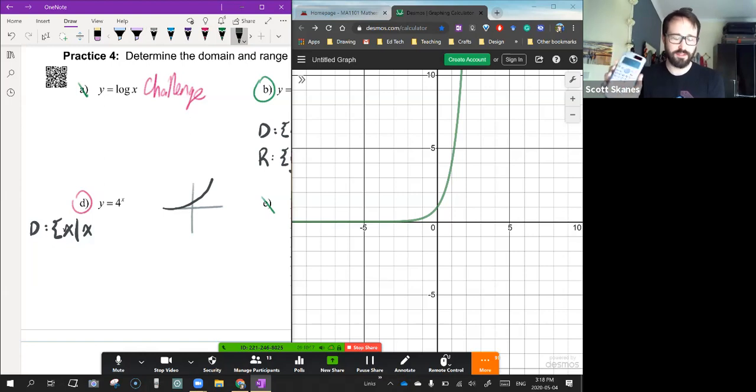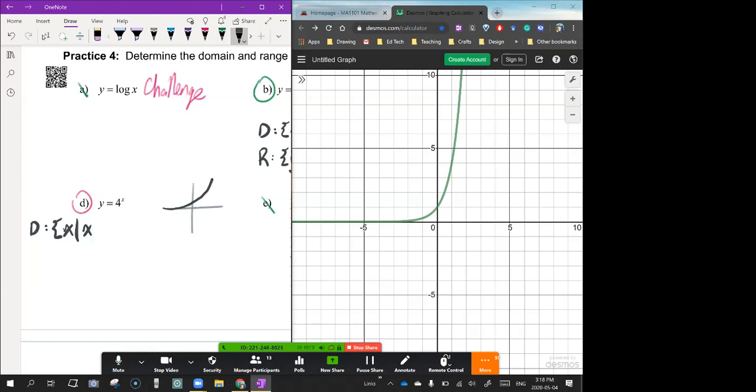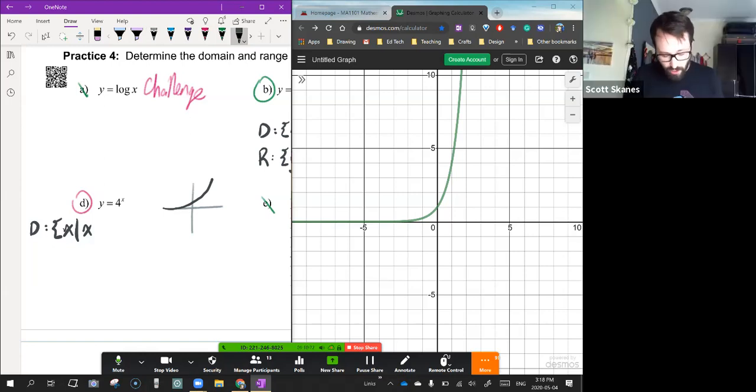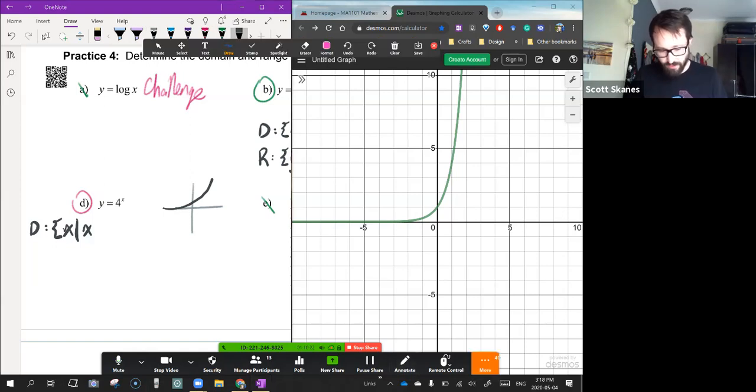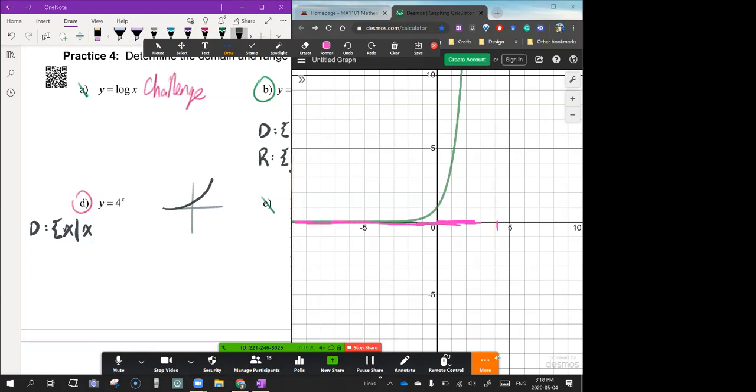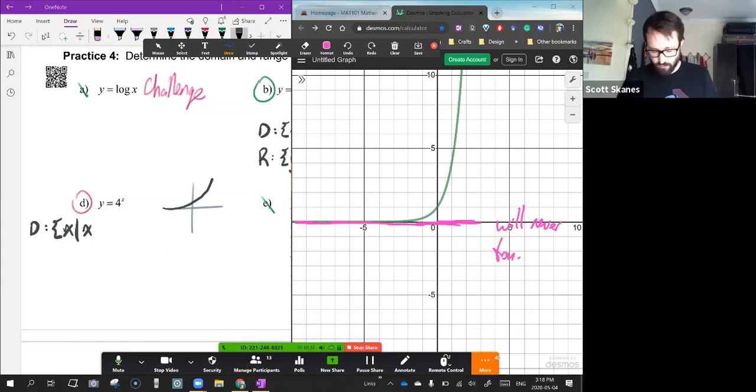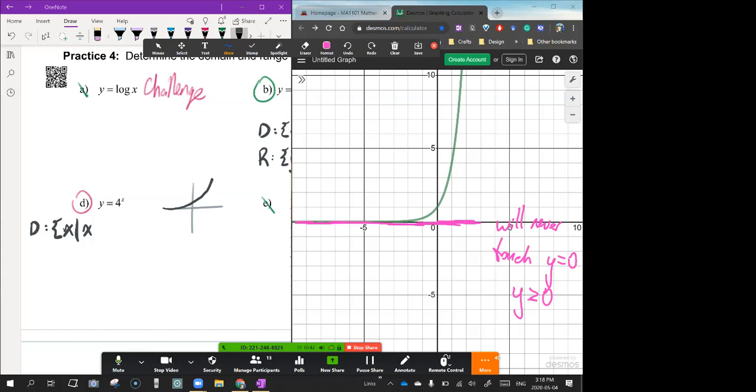I'm just testing numbers. It's never going to touch the 0 on the y-axis, I think is maybe what you're thinking about. After the 2, I think. It will never touch y equals 0. So we're going to have y greater than 0. So who's saying after the 2, Juma? Yeah. After the 2, we'll just try it yourself.